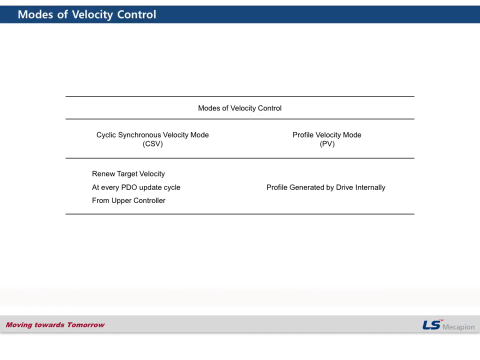And the significant difference between CSV mode and the PV mode is the PDO update cycle. In CSV mode, the drive renews the target velocity at every PDO update cycle. However, in PV mode, the drive doesn't need PDO update. The drive generates the profile by itself.